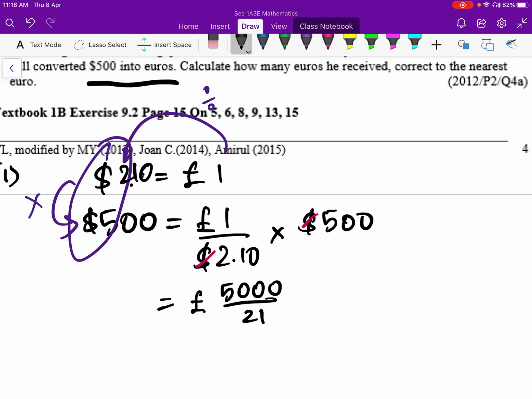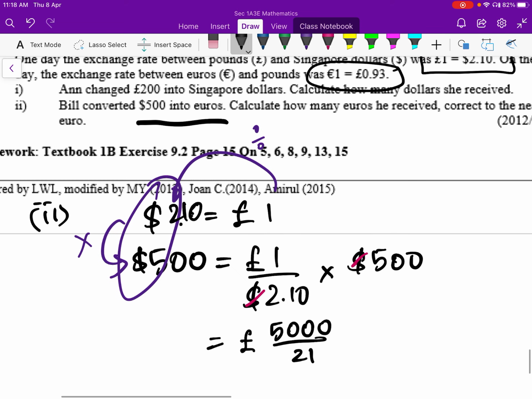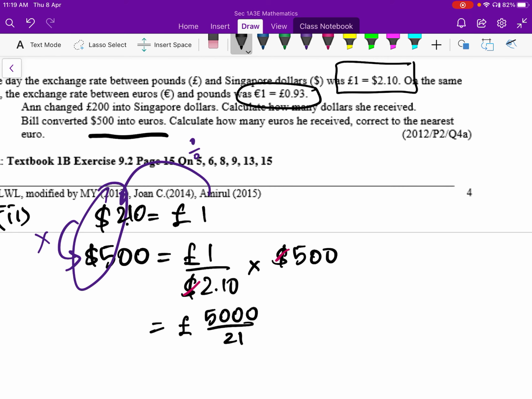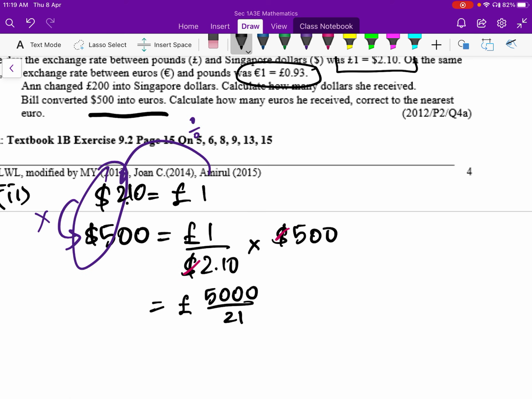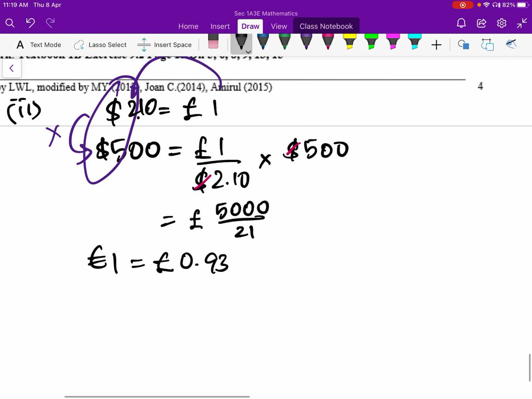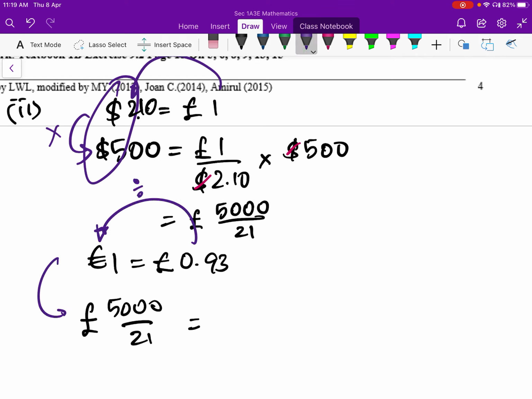Okay? You may be uncomfortable with this. Oh, how much is this? I don't know how much it is. Never mind. Just leave it as a number first, and this number is a fraction. Now, his $500 is equivalent to 5,000 over 21 pounds. And we wanted to convert it to euros. So I need a relationship between euros and pounds. So if I were to write, again, don't copy this down, 1 euro equals 0.93 pounds. If I were to copy down exactly what they wrote, then I want to find the euros of 5,000 over 21 pounds.